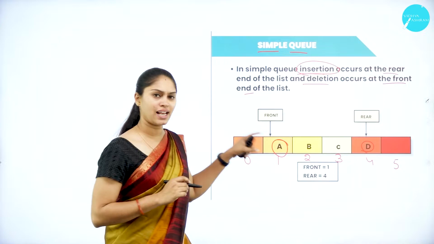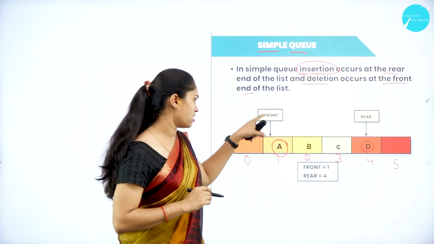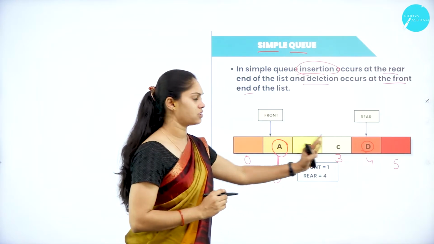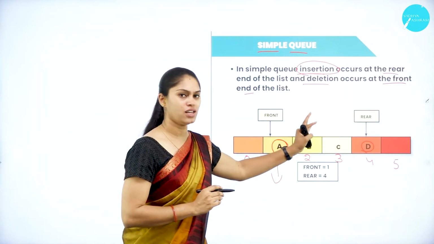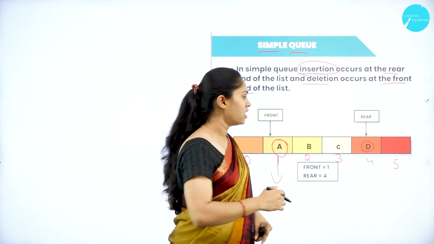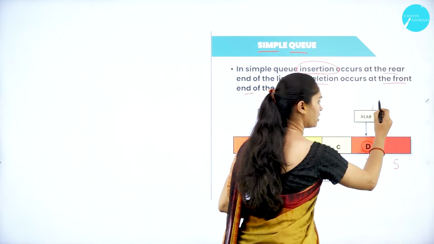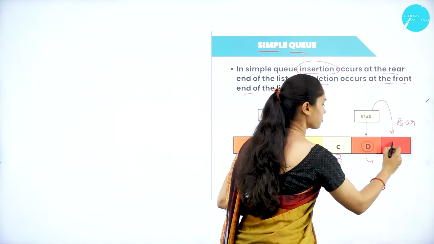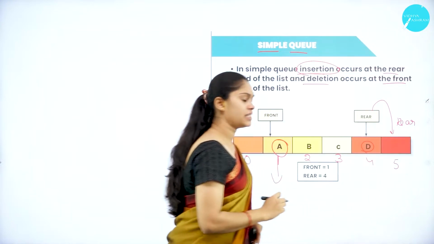So if I want to delete an element, then I have to specify that as a front end. So this will come out of the list, or it will come out of the queue. If I want to insert a new element at location 5, then I have to increment this rear pointer by 1. Then rear will point here. Then I can insert E.